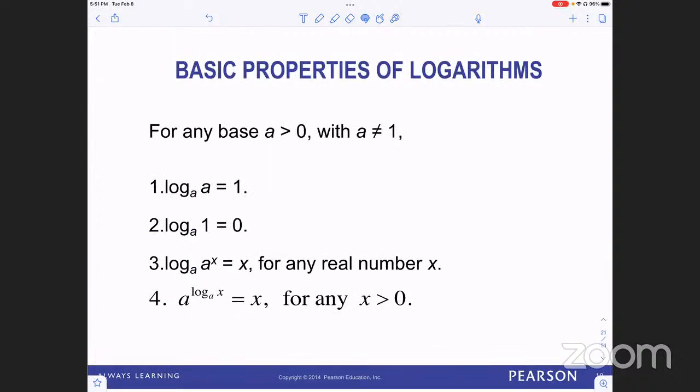Properties of logs for any base a that's strictly positive and not equal to 1. The log base a of a is 1. Again, if we did the change of base formula, this is like saying the log of a divided by the log of a, and they essentially cancel. The log of 1 is 0, okay?